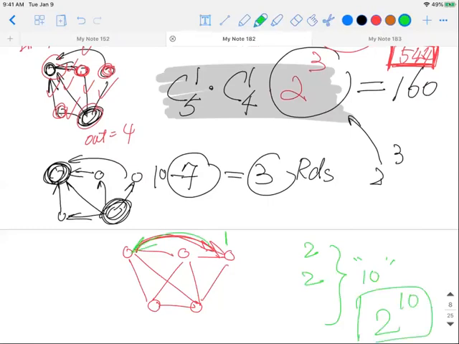That's the multiplication principle. Is it because there are 10 roads between the 5 towns, but each can only be one of 2 directions? Yeah, exactly. Every single road can be one of the 2 directions, so you have 2 ways to construct each, and in total you have 2 to the power of 10 ways to construct them.